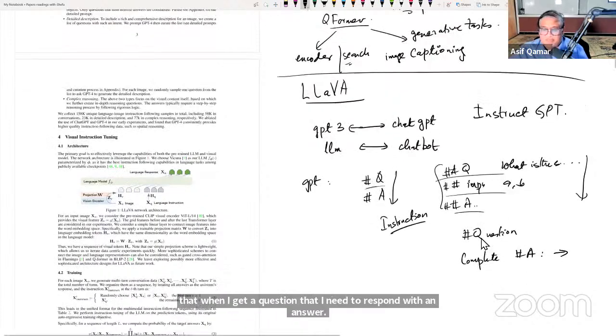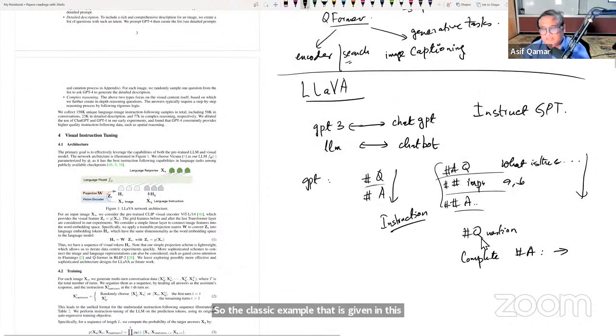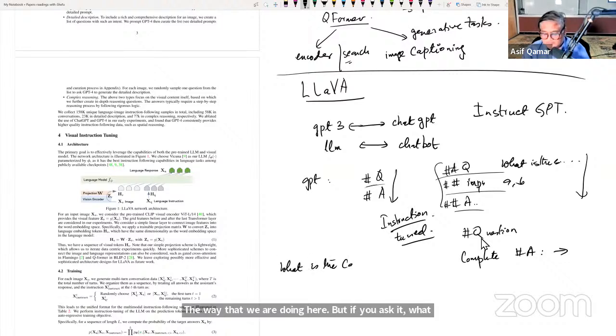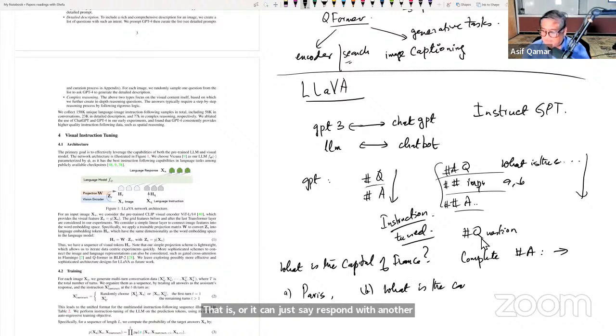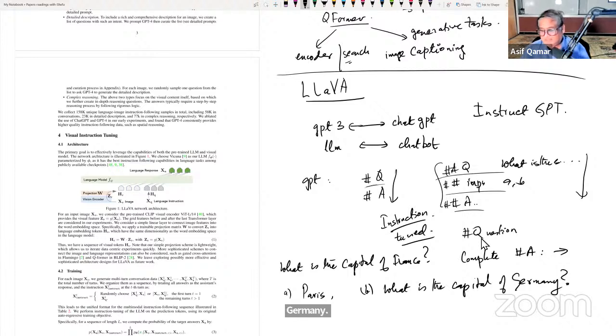The classic example given in this context is that if you take a normal LLM, which has not been instruction tuned, the way that we are doing here, and you ask it, what is the capital of France? Now there are two possibilities. It can just say Paris, or it can respond with another question: what is the capital of Germany? Both of these, as far as the LLM is concerned, are equally likely.